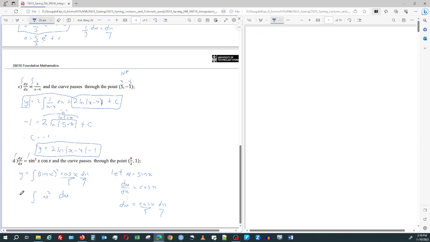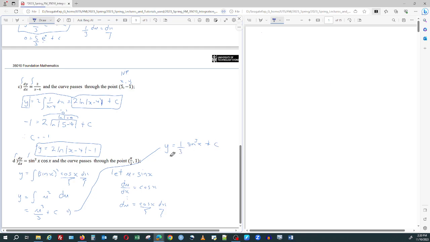Wow. So the integral of u squared. So we get u cubed divided by 3 plus c, which is equal to, I'm going to put this up here, y is equal to 1/3 sine cubed x plus c.